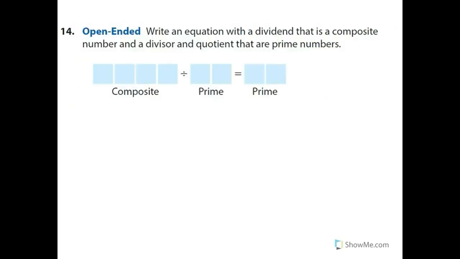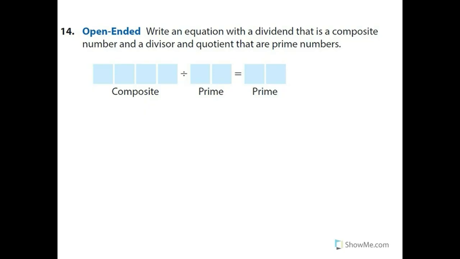Alright, so this next one looks a little crazy, but don't worry, I'll help you with it. So it says, open-ended, write an equation with a dividend that is a composite number and a divisor and quotient that are prime numbers. Remember, composite numbers are numbers that have multiple numbers that they can be divided by, right? Prime numbers can only be divided by 1 and that number.